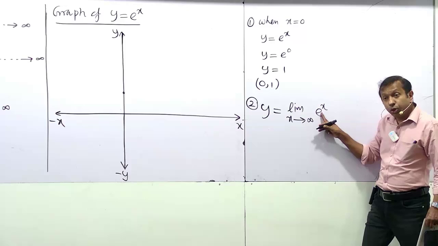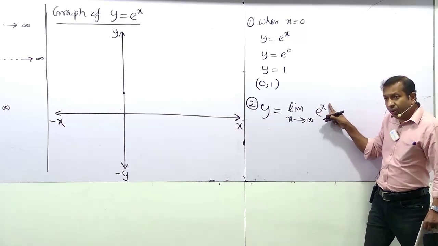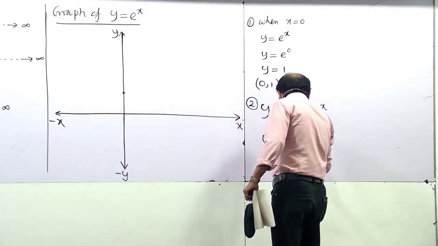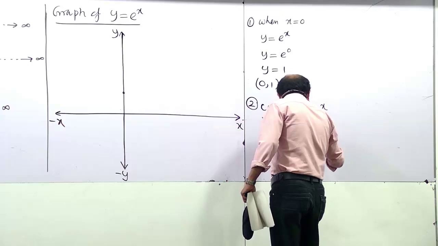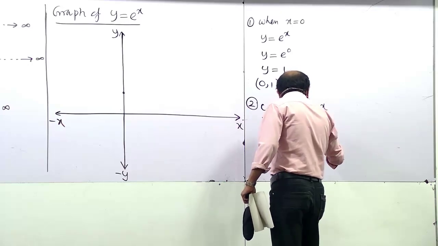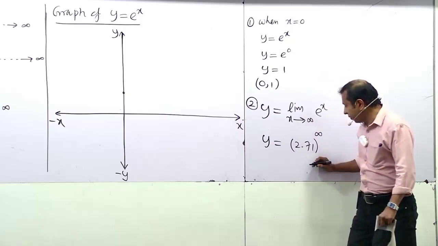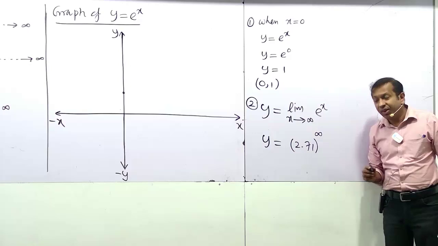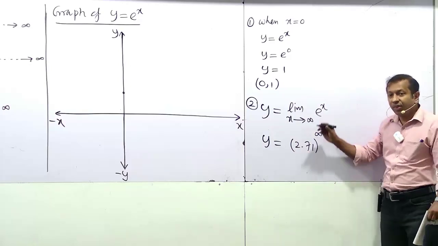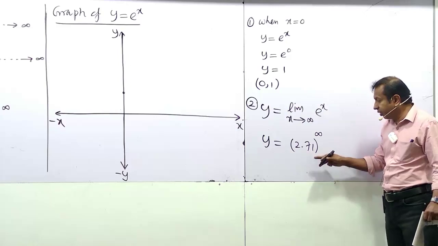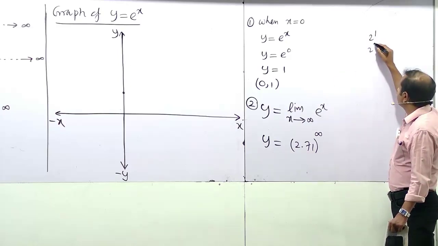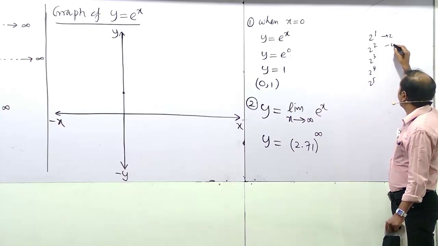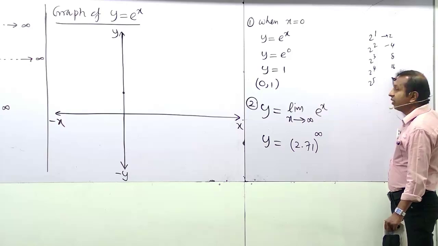What is e? 2.71. What is the power now? Infinity. So you will get something like this. 2.71 is the value of e, and that power is infinity. Tell me, people, 2.71 to the power infinity. Take just 2 here, without the 0.71. 2 to the power 1, 2 to the power 2, 2 to the power 3, 2 to the power 4, 2 to the power 5. What can I say? 2, 4, 8, 16, 32.